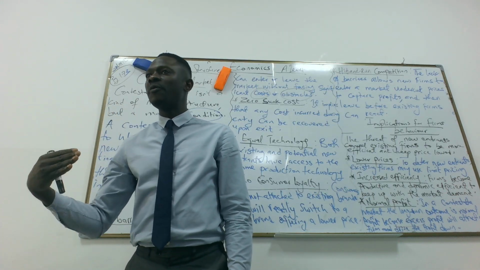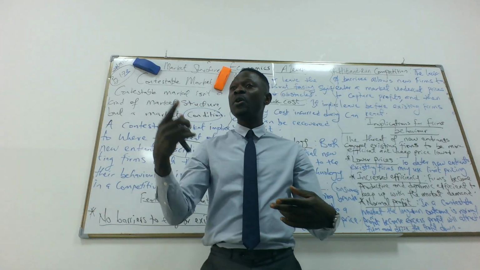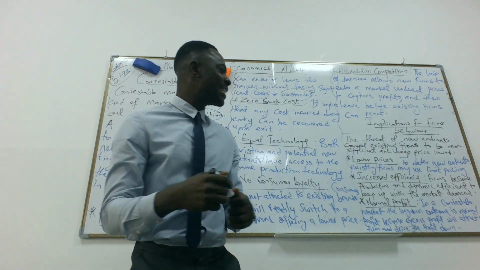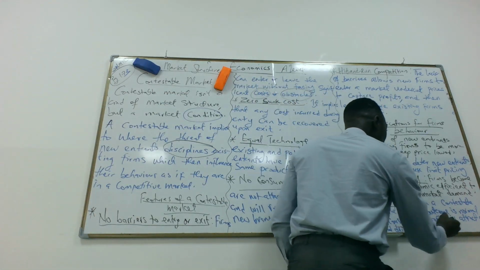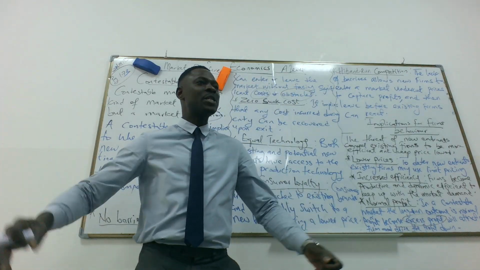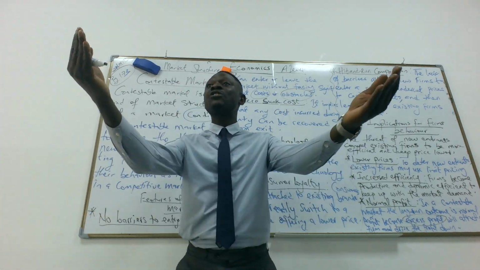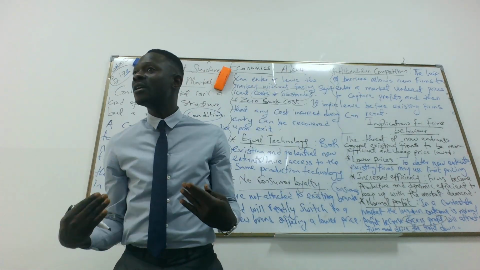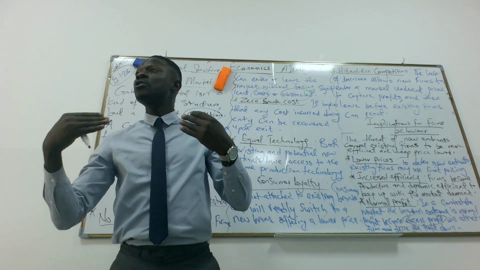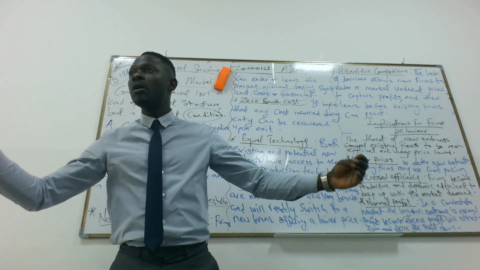And the last one, in the long run of a contestable market, they make normal profit. Why do they make normal profit? They make normal profit because in the short run, there's always excess profit. And what does excess profit do? It attracts new firms to come in. And as soon as new firms come in, supply increases, prices fall, profit reduces.